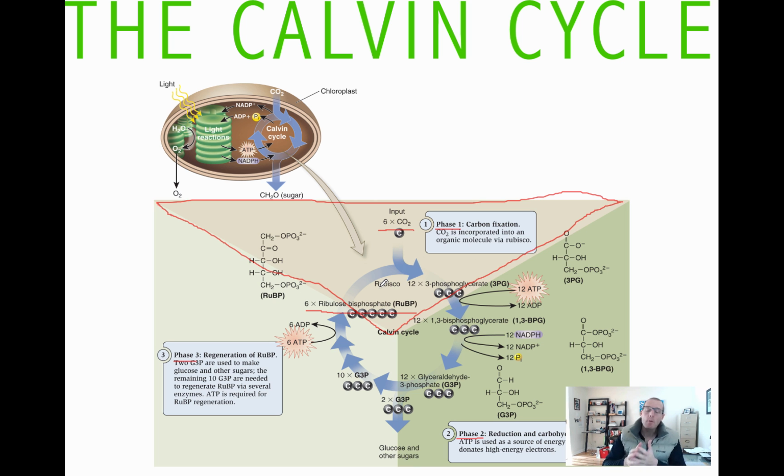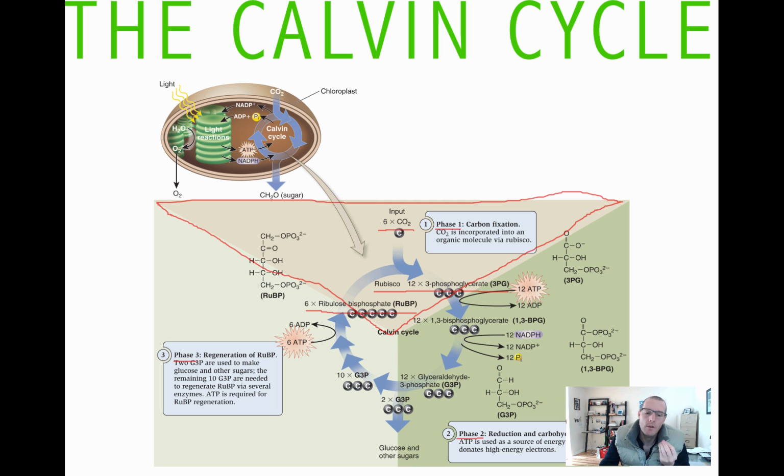They are unstable and they immediately split, each one in 2. So we go from 6 6-carbon compounds to 12 3-carbon compounds, and those are called phosphoglycerate, and that's what this is here. Okay, what is critically important here is that you track the carbon.